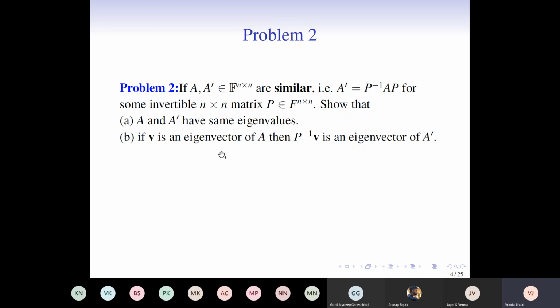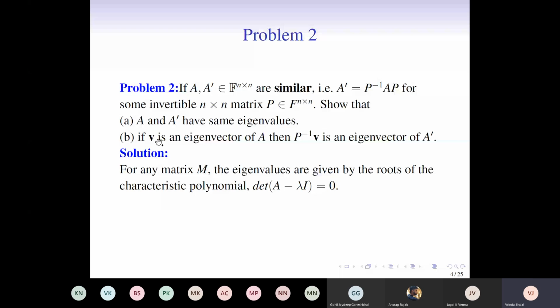Problem 2 says that we have two matrices A and A dash which are n cross n dimensional, and this F could be either the space of real numbers or the space of complex numbers, and it says that A and A dash are similar. That is, there exists an invertible n cross n matrix P, again belonging to F n cross n, such that A dash is P inverse AP. We need to show two things. First, A and A dash have the same eigenvalues, and if v is an eigenvector of A, then P inverse v is an eigenvector of A dash.